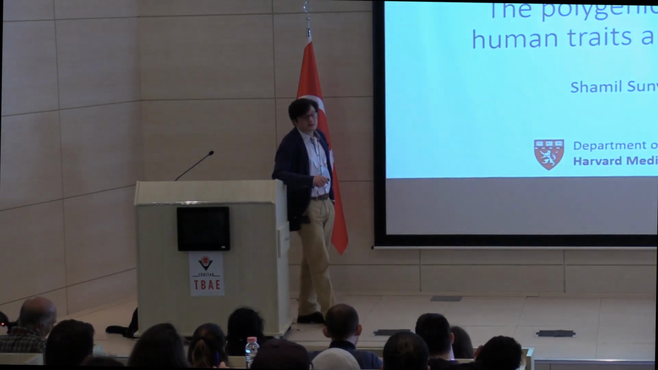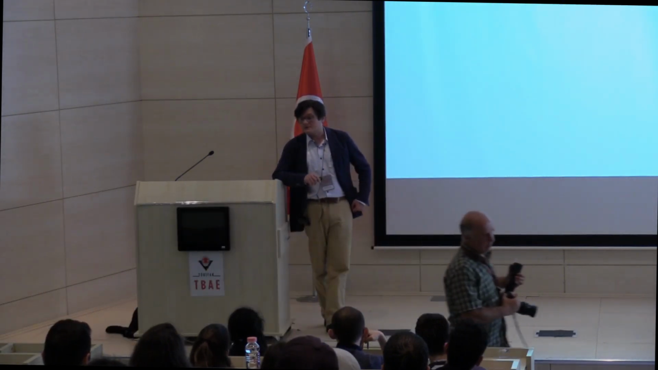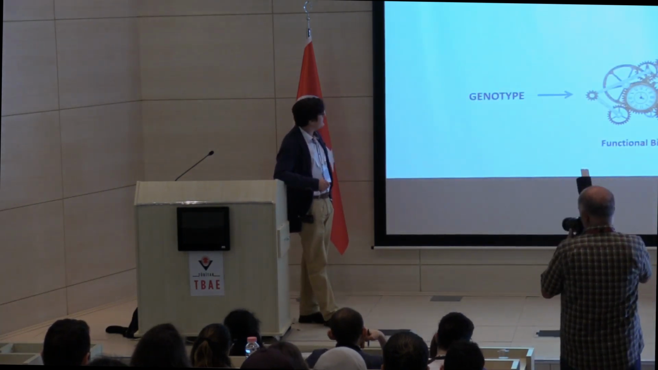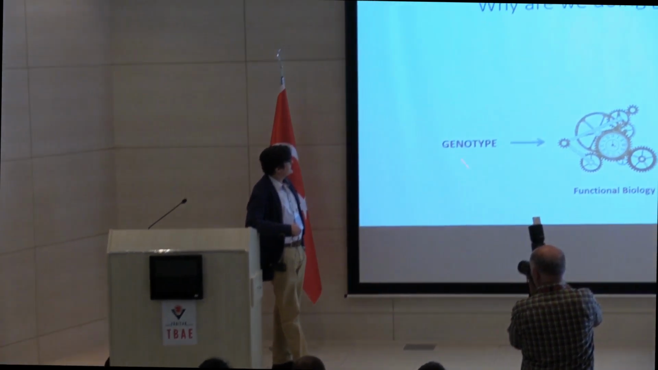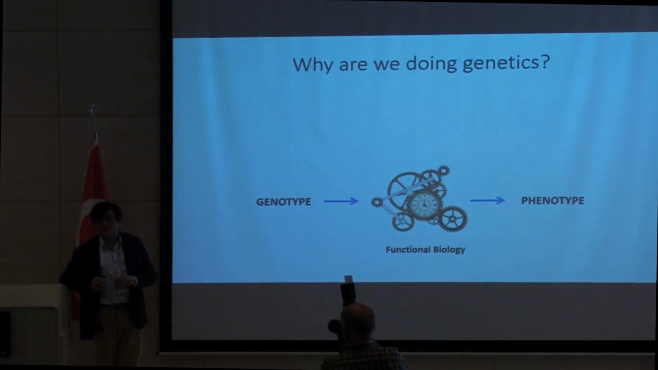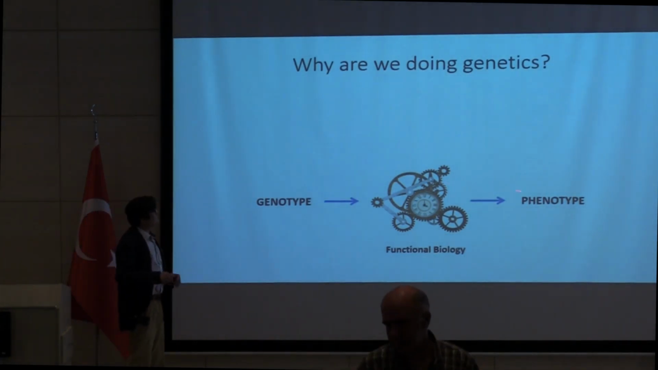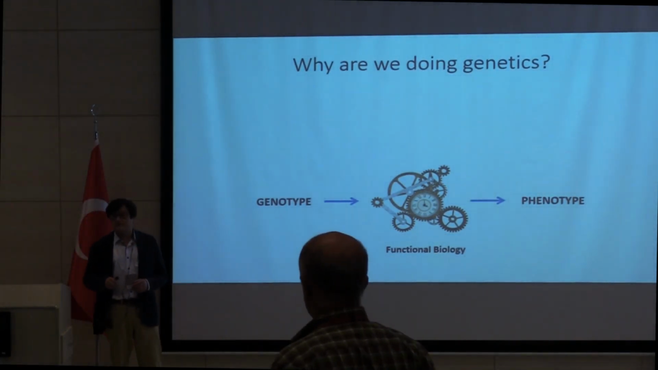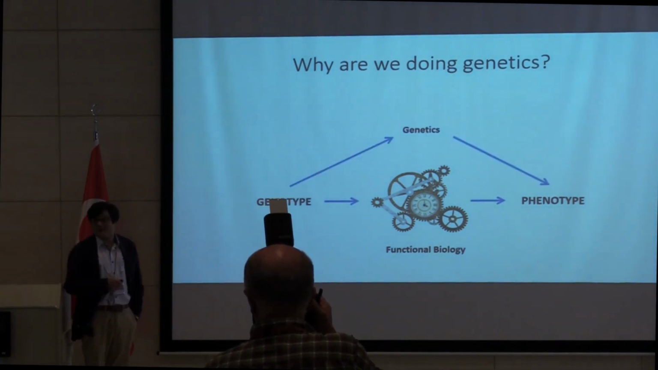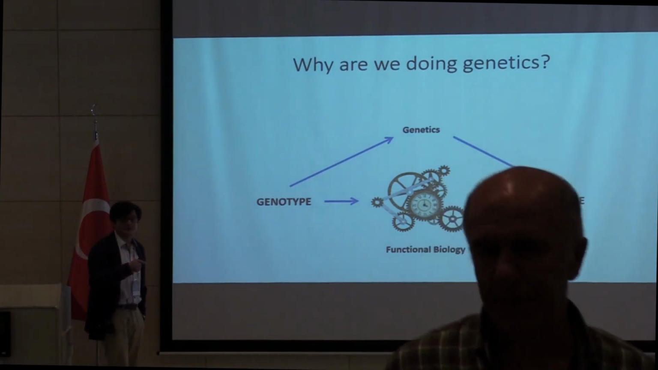Okay. So I'll start on a philosophical note. Why in the world are we doing genetics? That's the first question you have to ask yourself. What we think life science is: there is some genotype, and it gives rise to some functional biology, some complex clockwork machinery that we don't really understand very well. And that clockwork machinery produces phenotypes. That's how we think about life sciences generally. What genetics tries to do is bypass this clockwork machinery and link genotype to phenotype directly.